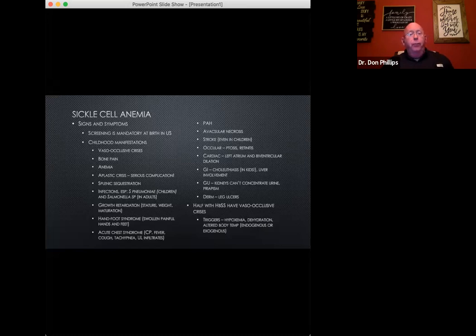So now, triggers for any of these crises: hypoxia, dehydration, altered body temperature, infections, which of course would be the source of the fever. Any of those things can cause these people to have crisis.